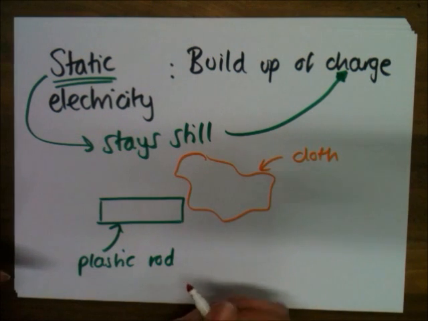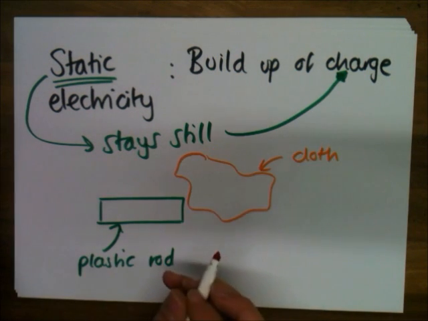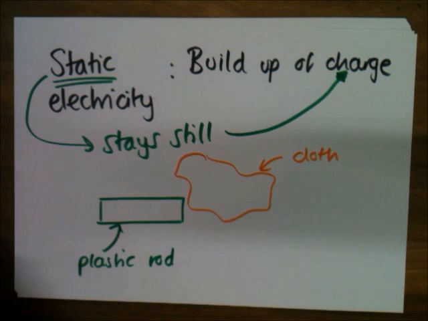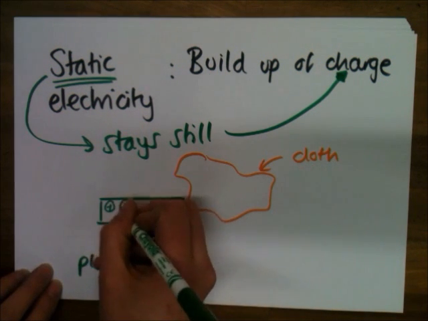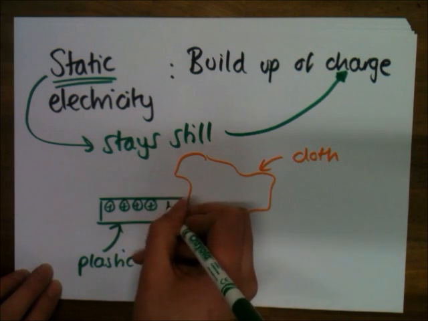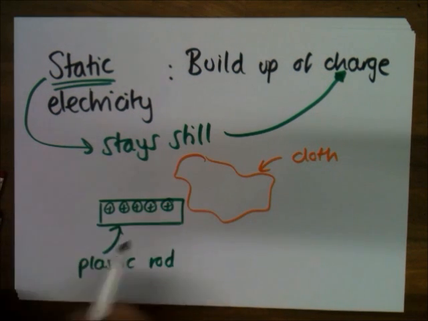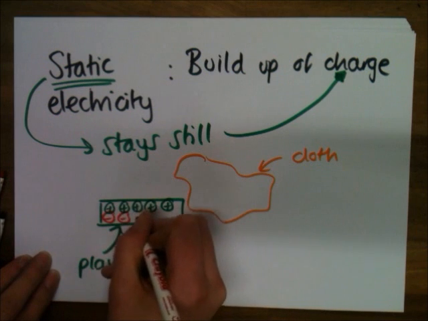And after rubbing it, you can pick up little pieces of paper, or you can bend water. Now, to think about why that happens, we need to think about the charges. So a plastic rod, to start with, is neutral. I'm going to draw 5 protons and 5 electrons.